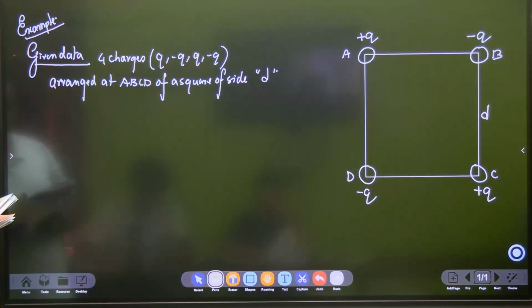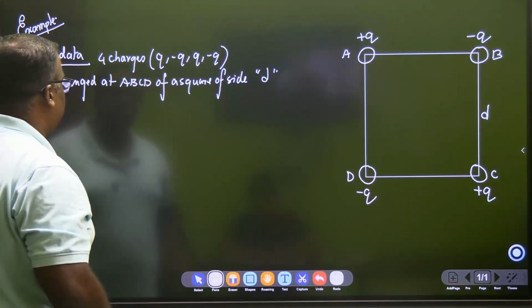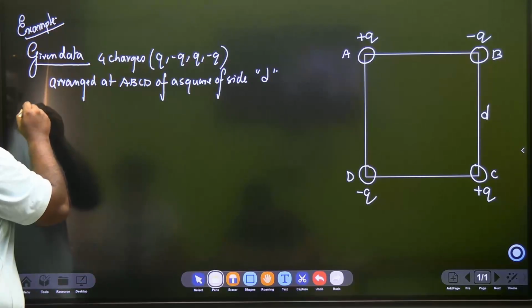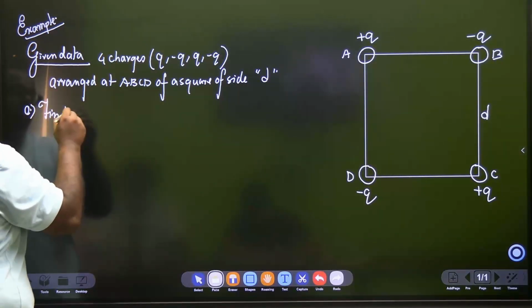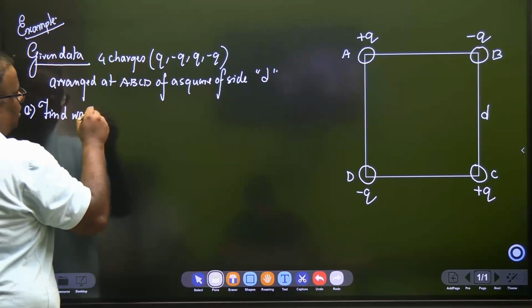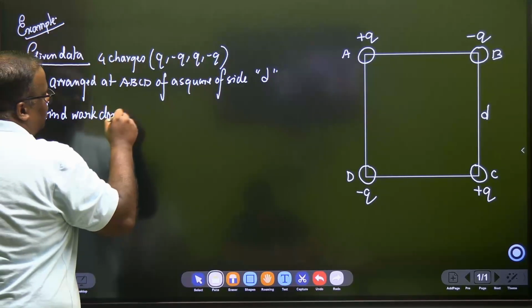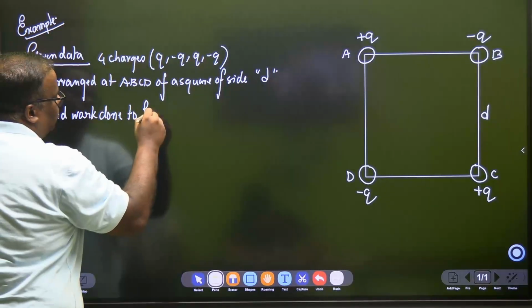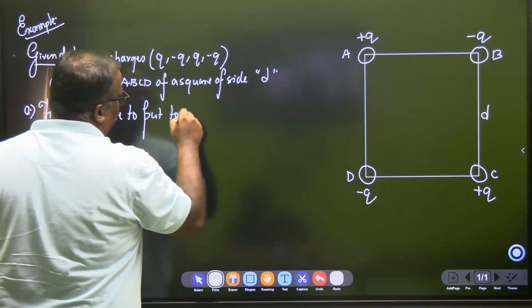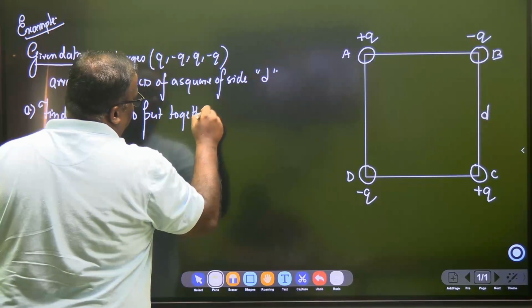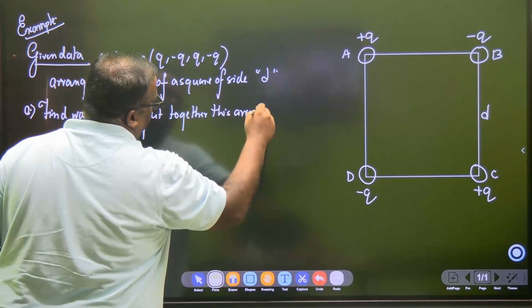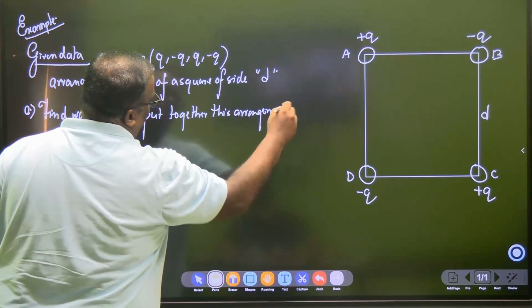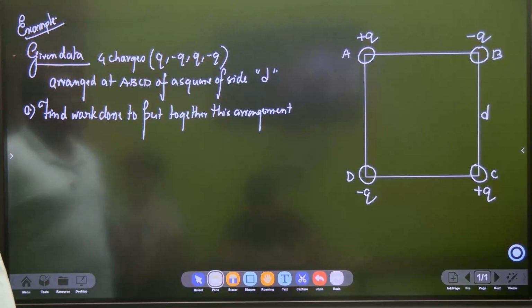The question has got 2 parts. The first is find the work done to put together this arrangement. How much work we are doing to put together this arrangement, okay?